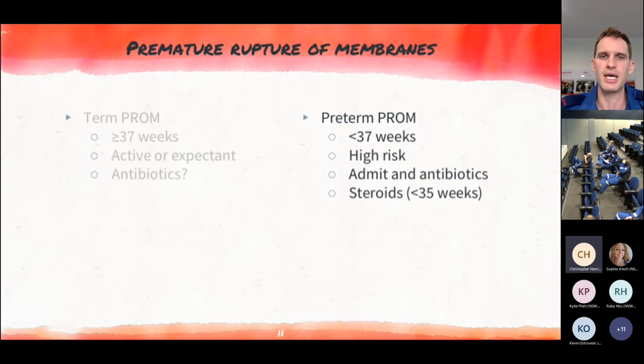emergencies throughout here. And especially for those sitting an exam, it's a prescription you probably just need to know. So it's betamethasone. It's 11.4 milligrams every 12 hours for 2 days.